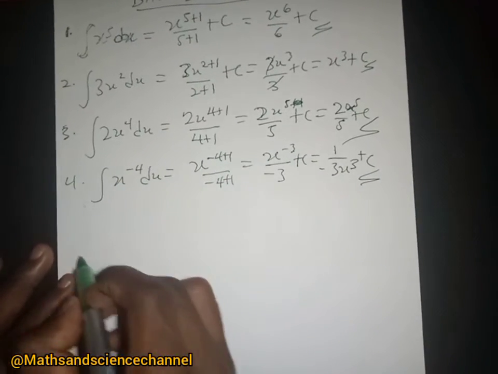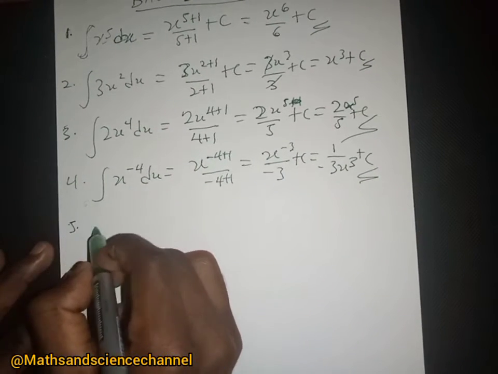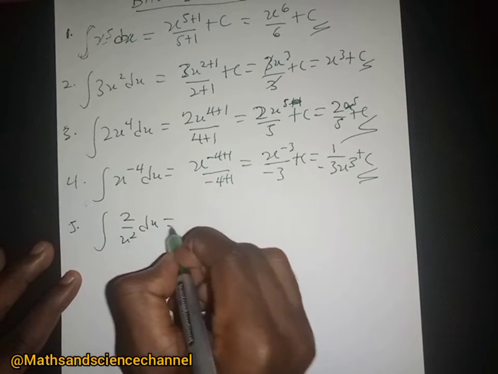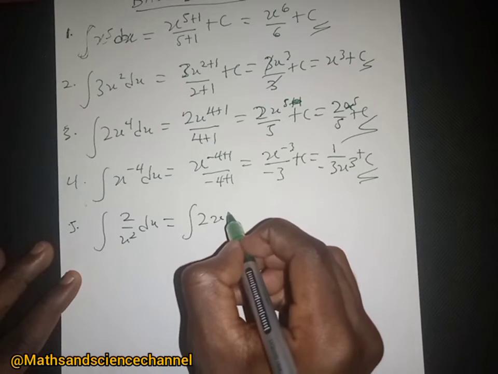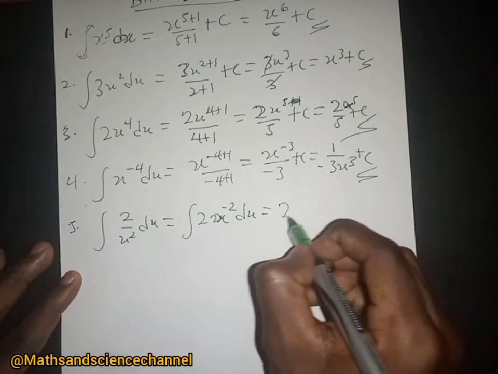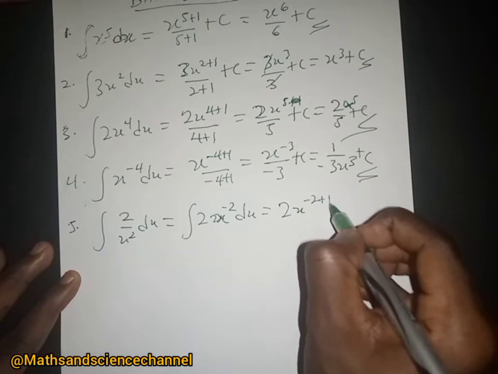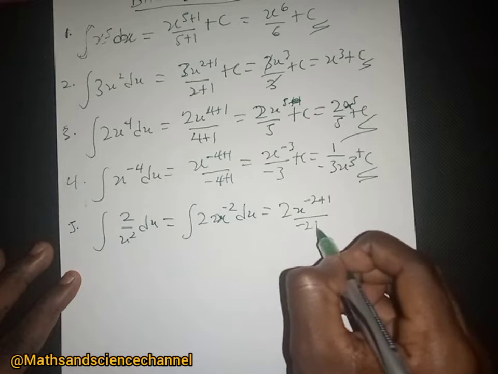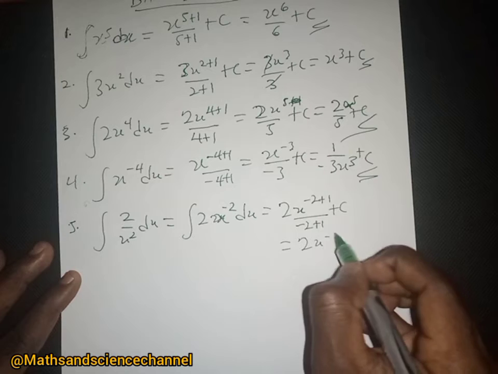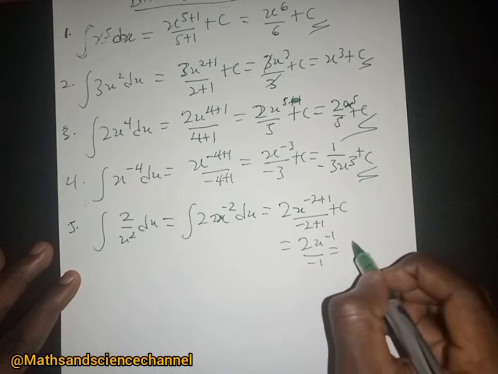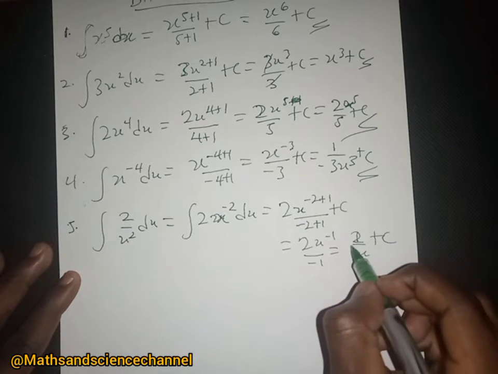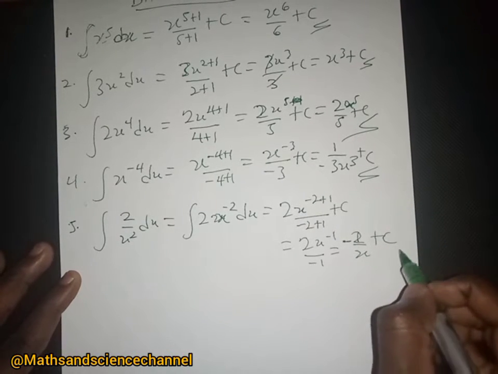Now let's look at another one. So let's look at the fifth one here. We have 2 over x squared dx, right? This can be written as 2 times x to the power minus 2 dx, and this will be equal to, we add 1 to the exponent, then we divide by minus 2 plus 1, plus c, and this here will just be equal to 2x to the power minus 1 over negative 1, and this will be equal to negative 2 over x plus c, right? Remember it is negative. So that will be that.